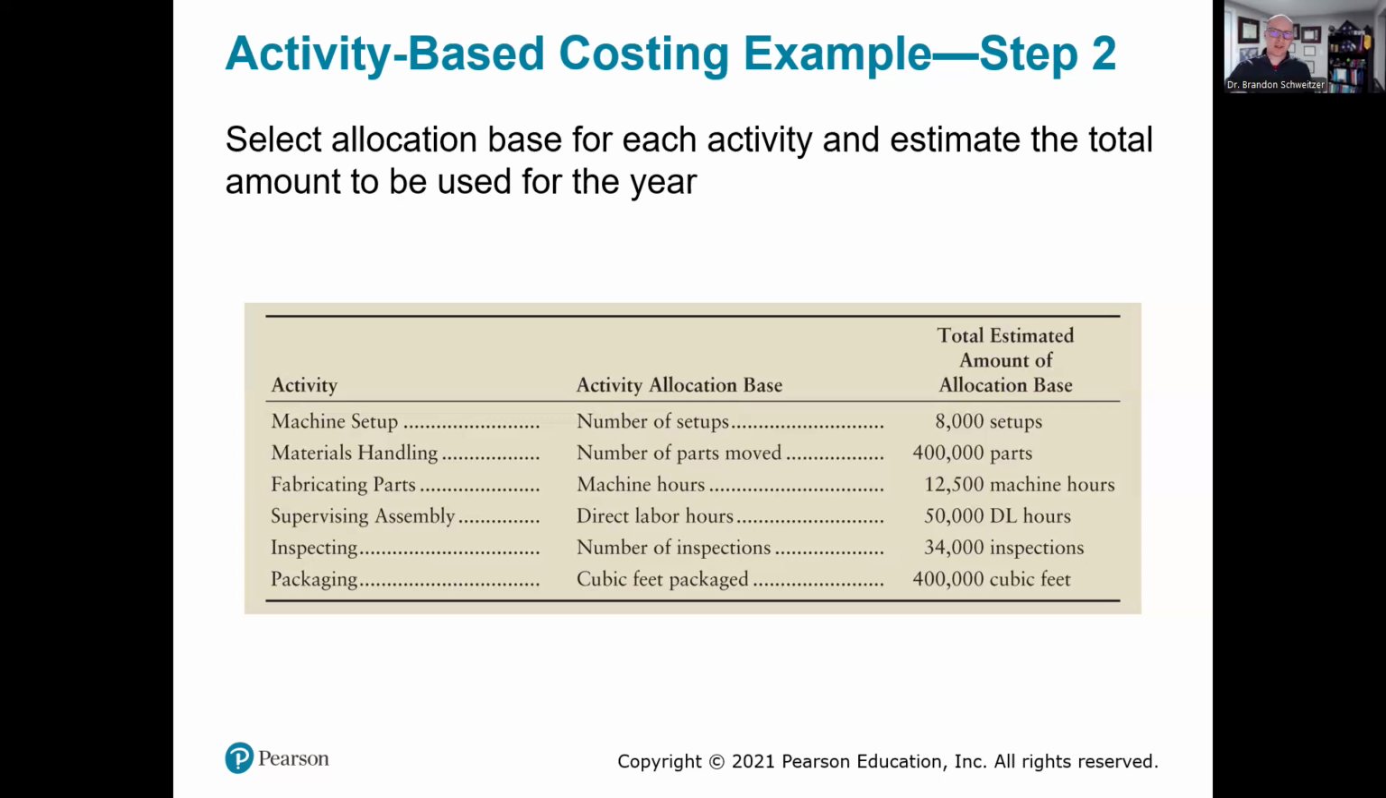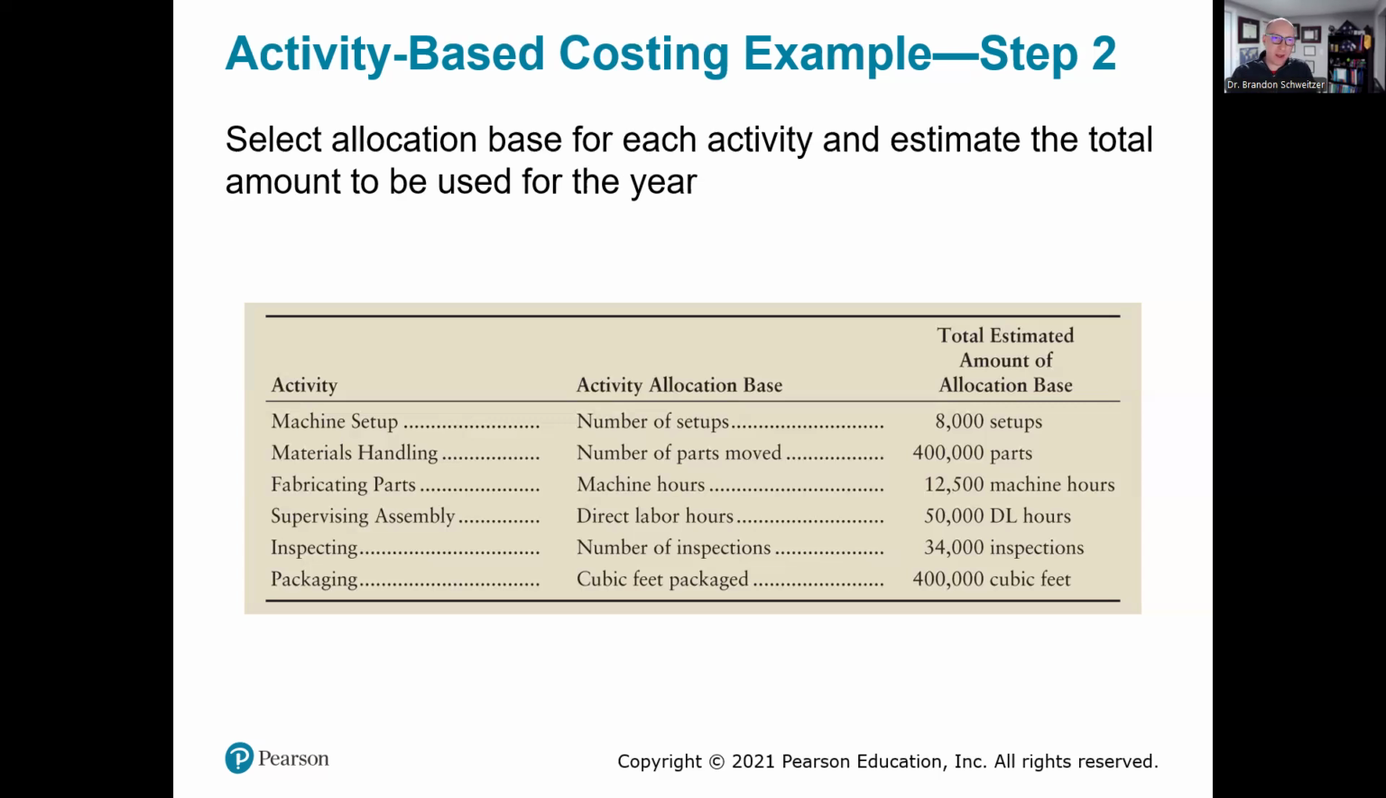So for machine setup, it takes 8,000 setups. For materials handling, that's 400,000 parts that are being moved. For the fabrication of parts, it takes 12,500 machine hours to solder the parts together. For the supervision of the assembly, that's 50,000 direct labor hours. For the inspections, it's 34,000 inspections. For packaging, it's 400,000 cubic feet being packaged, right? It's the cardboard, etc. So think about that for a second.